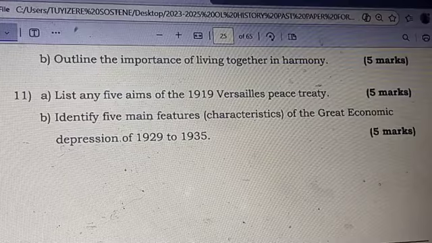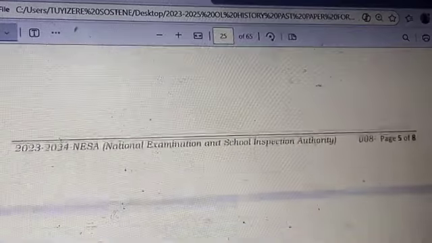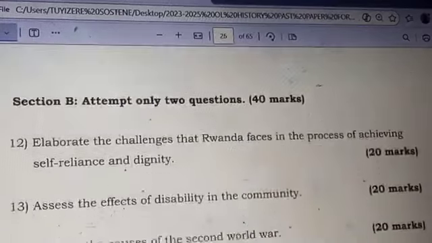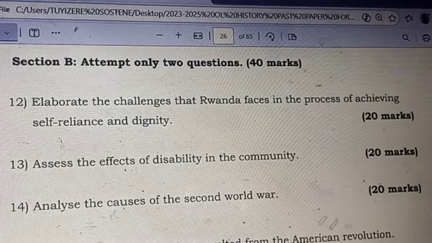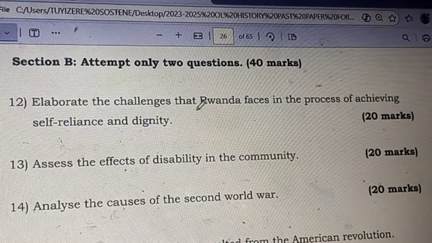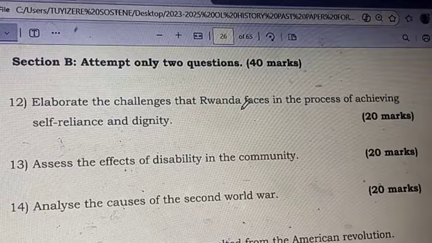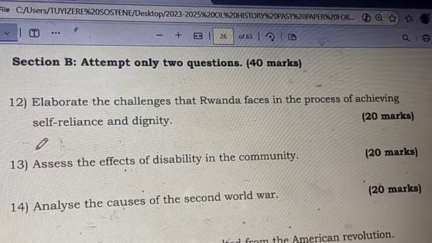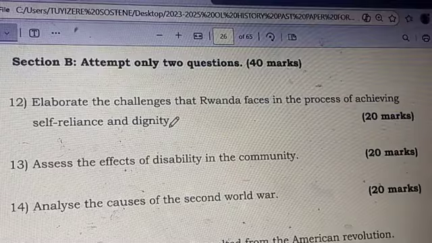Now we are going to continue to Section B, attempt the questions. Let's start with question 12. Elaborate the challenges that Rwanda faces in the process of achieving self-reliance and dignity.